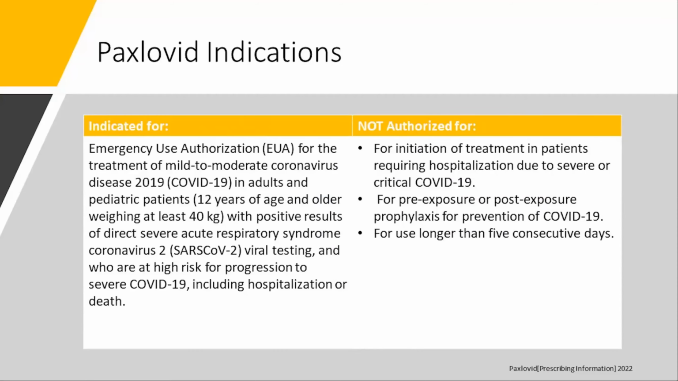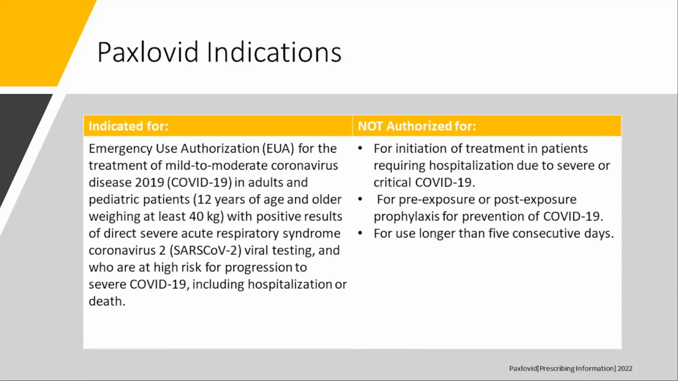Patients should receive Paxlovid within 5 days of symptom onset and it should be reserved for patients with mild to moderate illness, who have one or more risk factors for progression to severe disease, and who do not have severe renal or hepatic impairment. Under the EUA, this agent is not authorized for initiation of treatment in patients requiring hospitalization due to severe or critical COVID-19, for pre-exposure or post-exposure prophylaxis or prevention of COVID-19, or for use longer than 5 consecutive days.